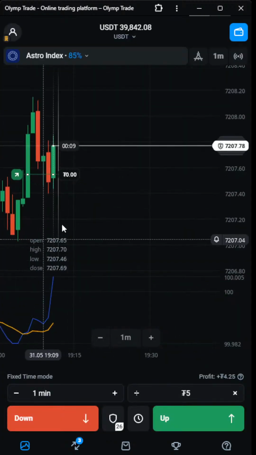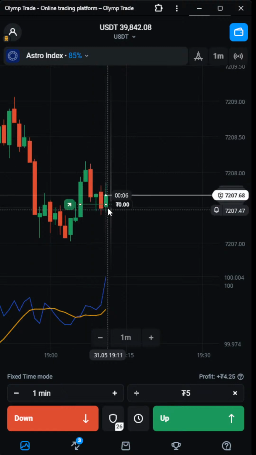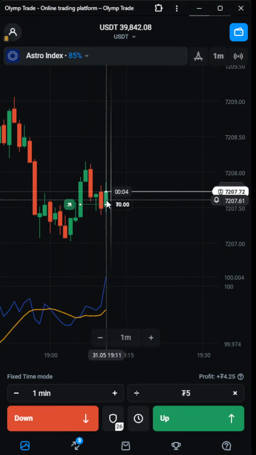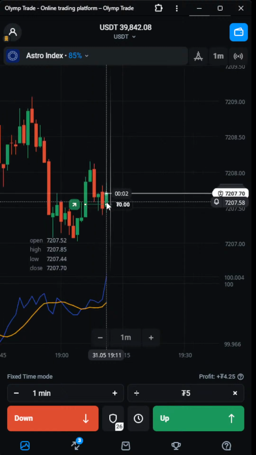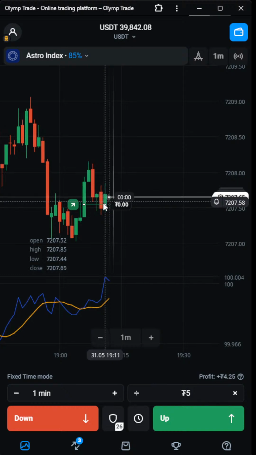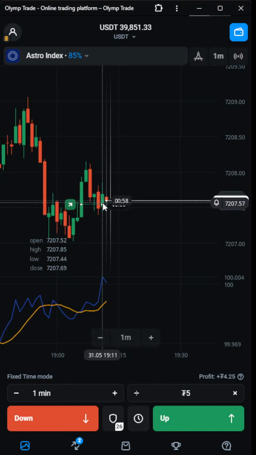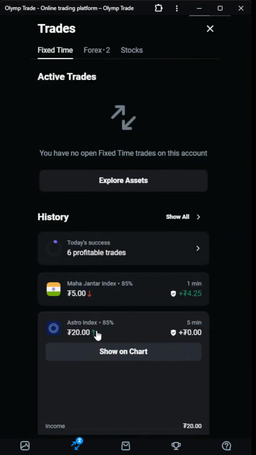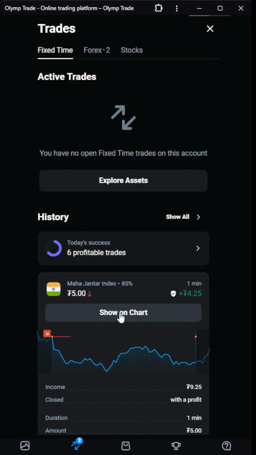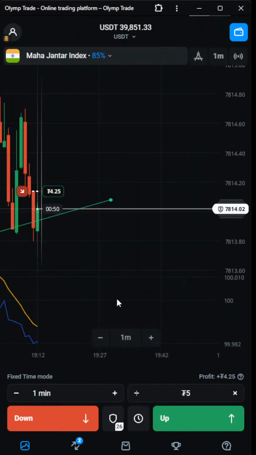And can you see this? Once the trade became non-profitable, the market started rising. So we lacked a good expiration time. I think if we had selected an expiration time a minute earlier or a minute later, that could have been profitable. But I think the last trade on the Mahajantar index is profitable.